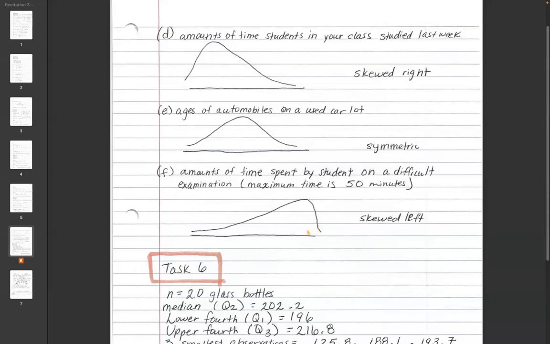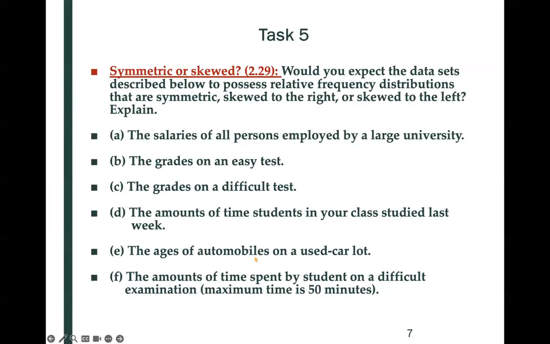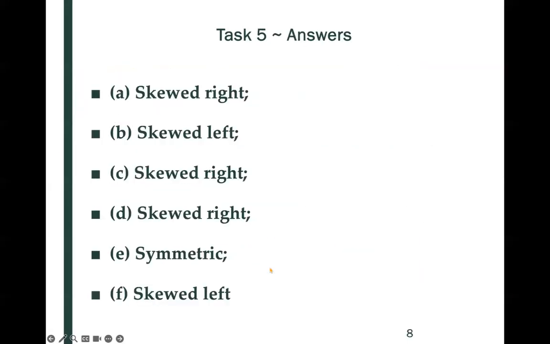So the data would be skewed to the left because the majority of people are at the larger values, but then you'd still have those few students that maybe can get it done in a half hour or 20 minutes or 10 minutes. Well, maybe there's someone that can get an exam done in 10 minutes, but really the majority of people are going to be using the full 50 minutes. So that's skewed to the left. Okay, those are the answers.